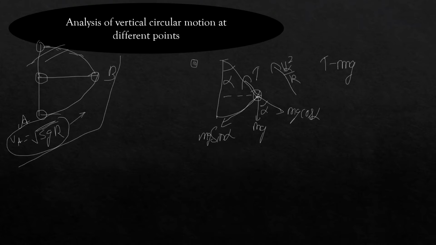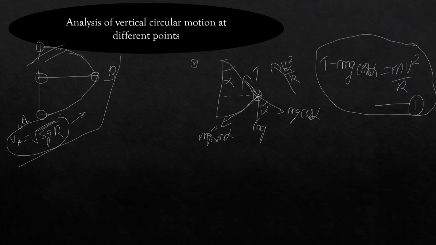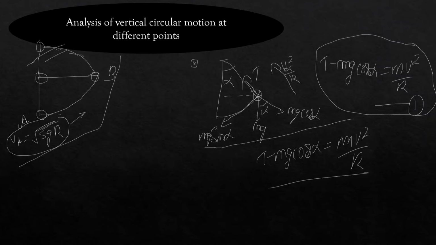So what is the equation of motion? That is T minus mg cos alpha is equal to mv square upon r at this point. So this is in the direction. Understood? So now we have written the equation T minus mg cos alpha is equal to mv square upon r. Once we have written the equation, we are trying to understand it. Let's see what things we can say just by seeing this equation. We are able to say a lot of things.